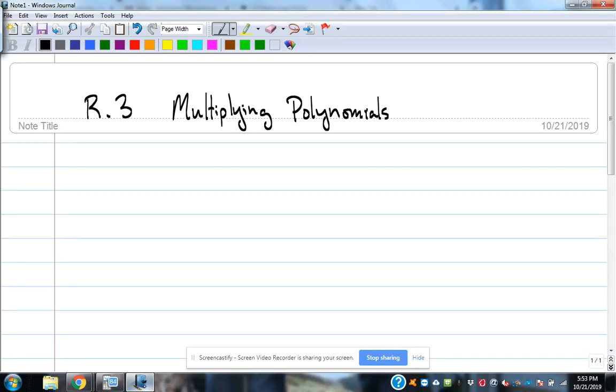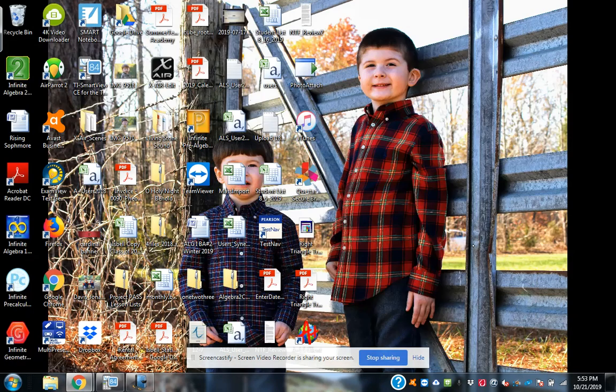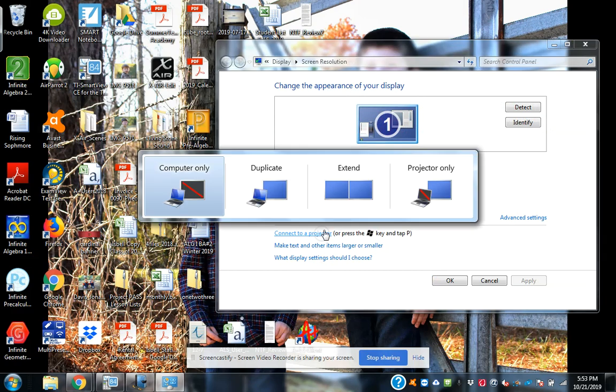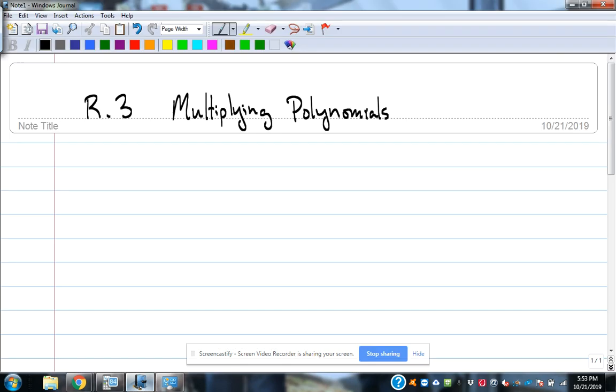All right, so multiplying polynomials, you can see that up there. So let me get that on the screen so you can see it. There we go. All right, so we're going to be multiplying polynomials starting off.